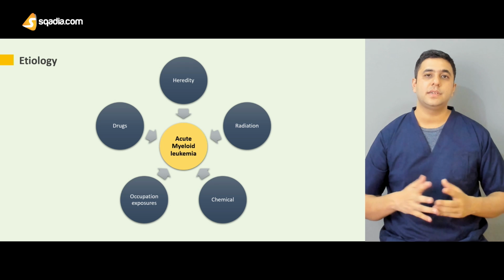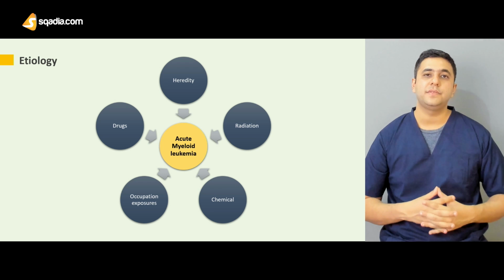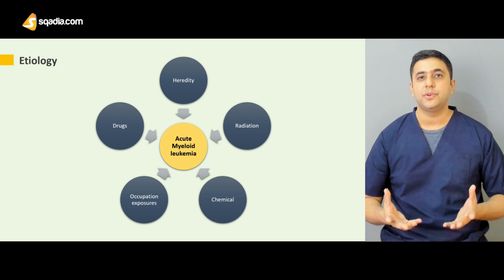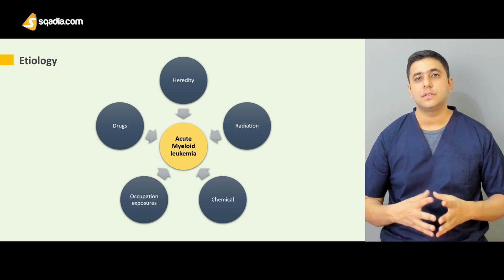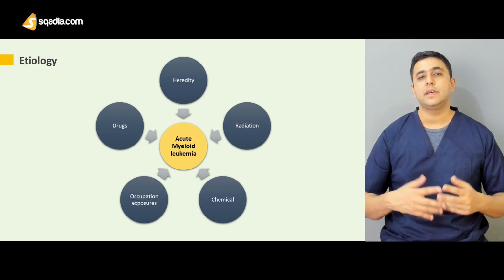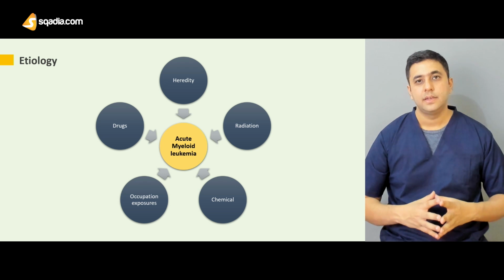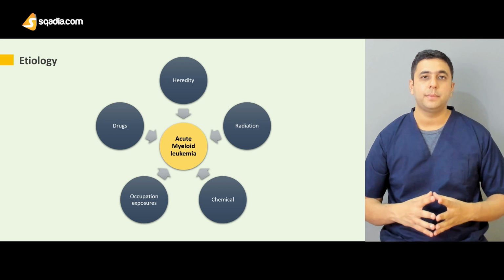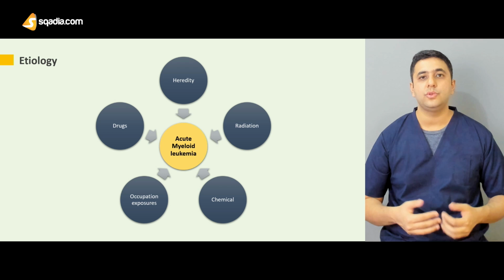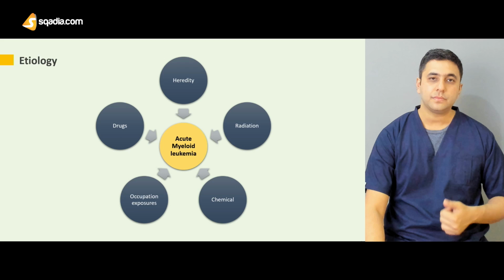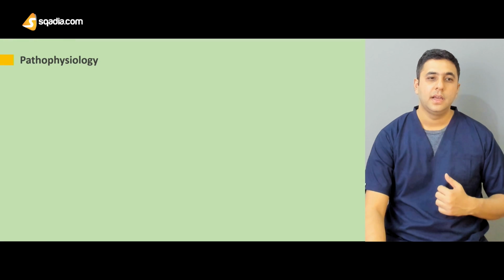And finally, certain types of drugs, specifically anti-neoplastic drugs, the chemotherapeutic drugs which we use to treat other cancers. Unfortunately, since they affect all the cells of the body, if they are used for a long period of time, they also have a propensity to make the person susceptible to various hematological malignancies, including AML. So these were the general etiological factors or risk factors. Now let's briefly talk about the pathophysiology.